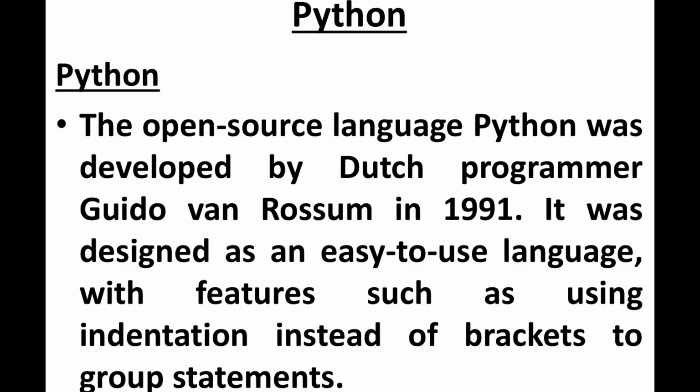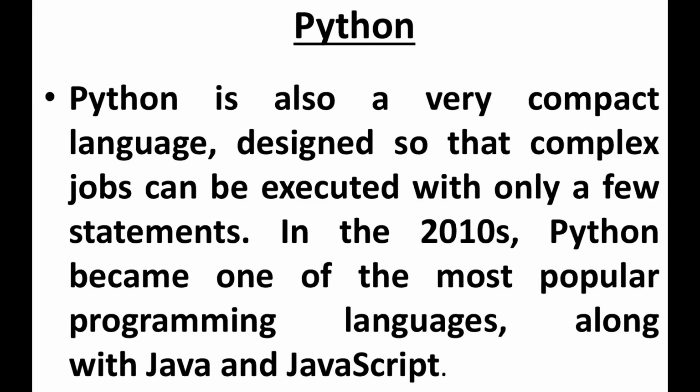Python. The open-source language Python was developed by Dutch programmer Guido van Rossum in 1991. It was designed as an easy-to-use language, with features such as using indentation instead of brackets to group statements. Python is also a very compact language, designed so that complex jobs can be executed with only a few statements. In the 2010s, Python became one of the most popular programming languages, along with Java and JavaScript.